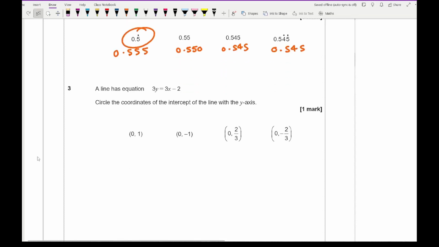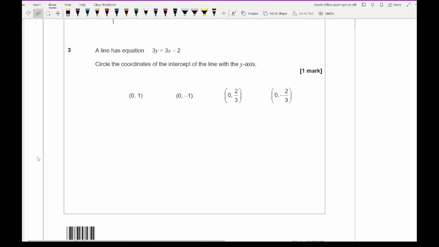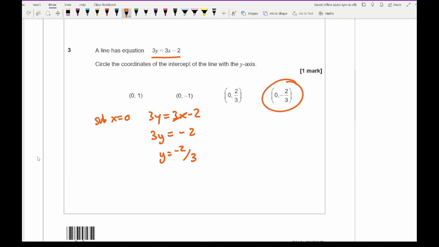Moving on to question 3, it says that a line has the equation 3y equals 3x minus 2. Circle the coordinates of the intercept of the y-axis. As you can see, we've got the x ordinate being 0. So all we need to do is substitute x equals 0 into 3y equals 3x minus 2 and solve for y. Here we end up with 3y equals minus 2 because that cancels out. Then we make y the subject, so we get y equals minus 2/3, which is our fourth option.